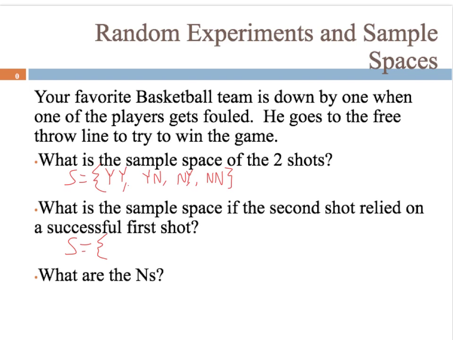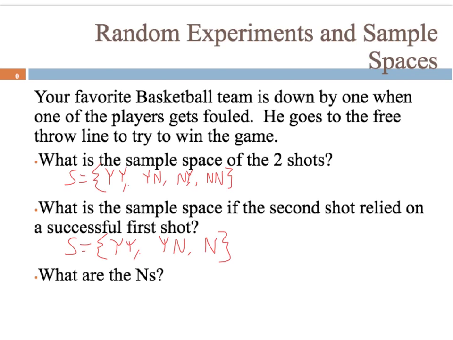We'd have first making the first shot and then maybe making the second shot. So yes, yes. We could also have yes and then missing the second shot. And then the last thing that could happen is just missing the first shot and then not being awarded a second shot. So those are the 3 scenarios or the 3 outcomes that are possible.